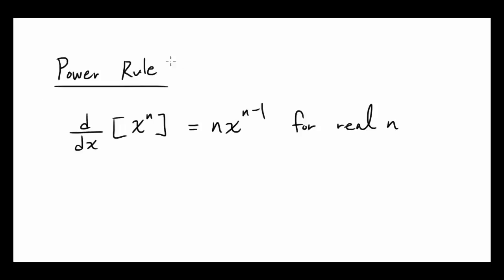In this video, I want to talk about the power rule, arguably one of the more famous rules concerning derivatives of functions. And it states that the derivative with respect to x of x to the nth power is equal to n times x to the n minus 1 power for real n. And let me go through some examples.